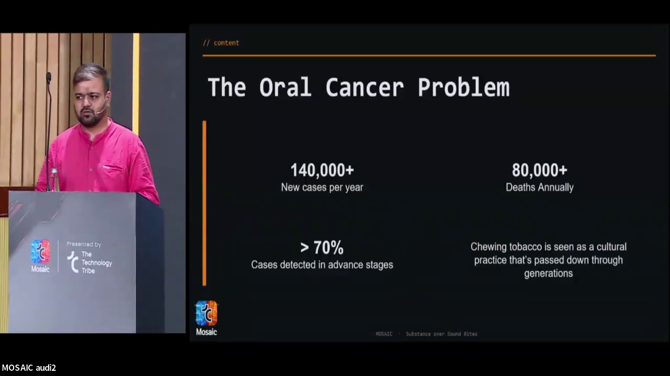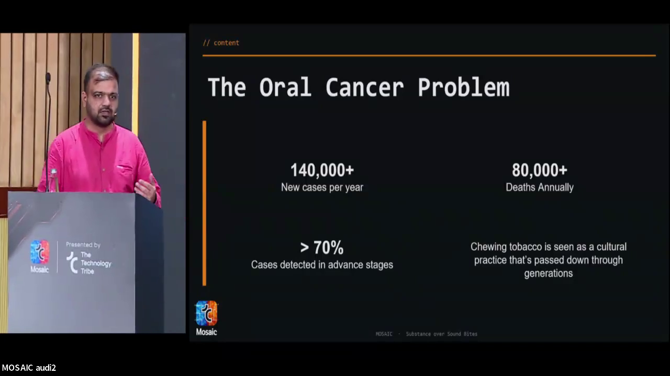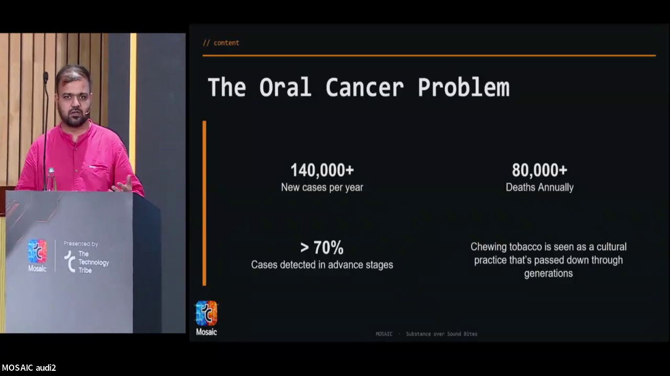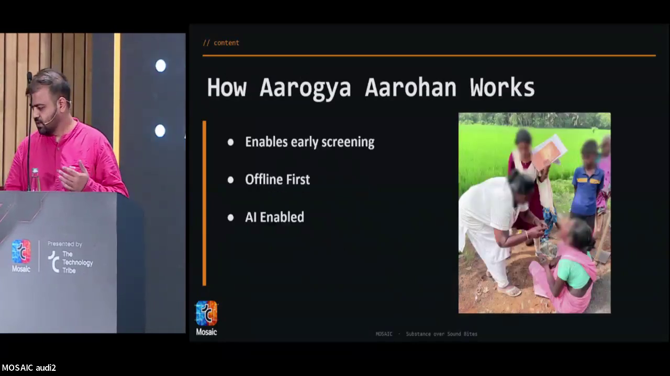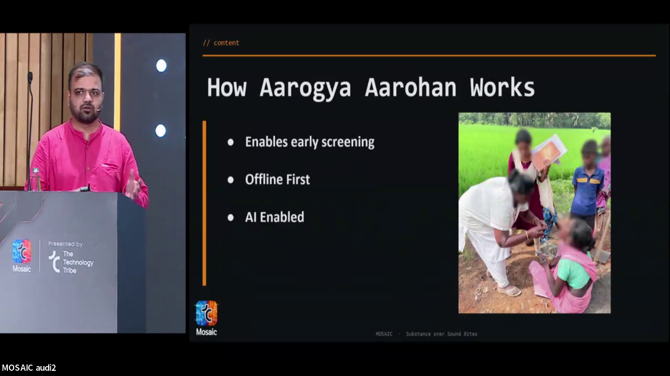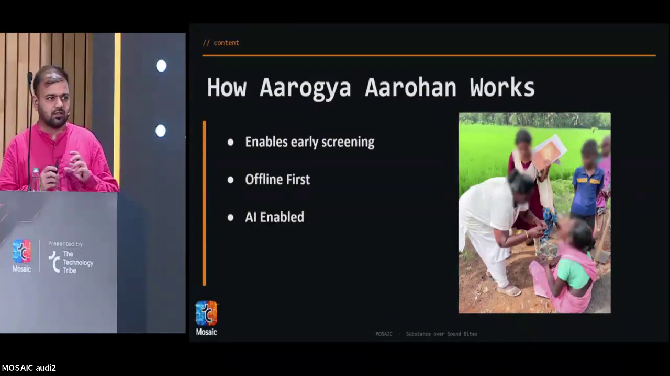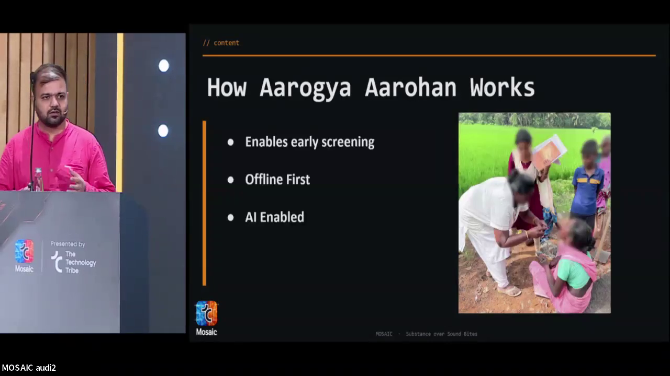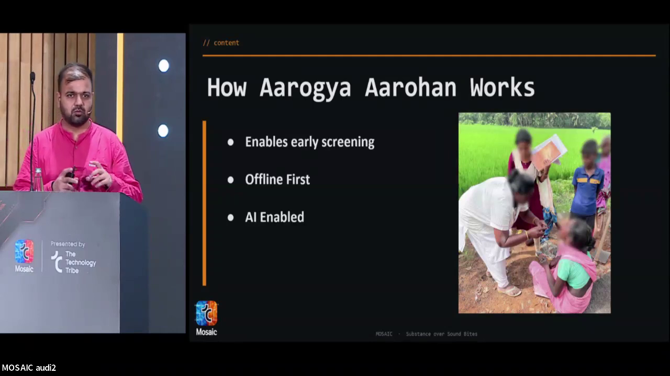And the worst part about all of this is, if these patients are screened early, our health system can provide them with good quality of life for many years to come. This is where Arogya Arohan comes in. Arogya Arohan is an offline-first AI-powered application that empowers our frontline workers, the ASHAs and the nurses, to screen for oral cancer using the cameras in the mobile phones.